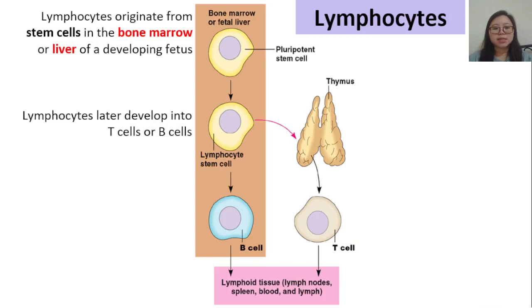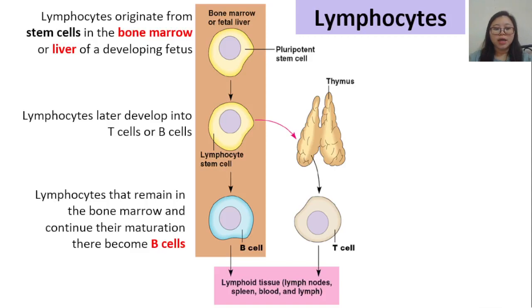Those stem cells will later develop into T cells or B cells. If the stem cell remains in the bone marrow of the person, it will later develop into the B cell, but some of them will migrate over to the thymus. If they remain in the bone marrow, they will continue their maturation and later become the white blood cell that we know as B cells.